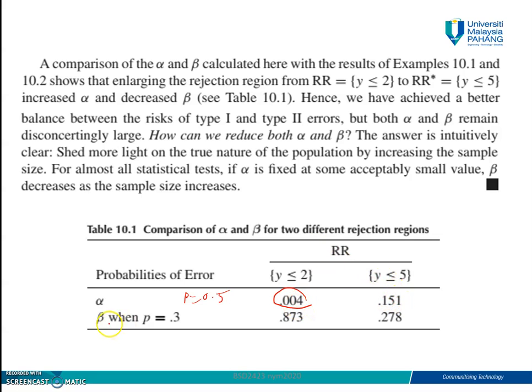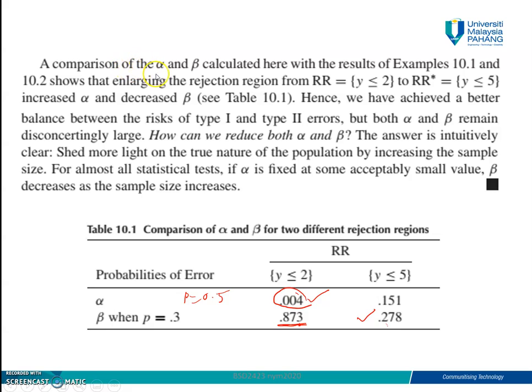But when you have beta, when p is 0.3, and the rejection region is different, 2 and 5, what is type 2 error? Accept H null when H null is false. You can see here it's very big, isn't it? 0.87. Compared to this one, this one is better. So basically this one and this one are better compared to the other two. It depends on the situation just now. So you can see the explanation here.